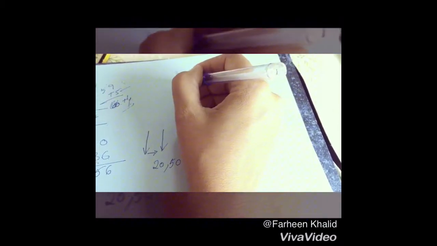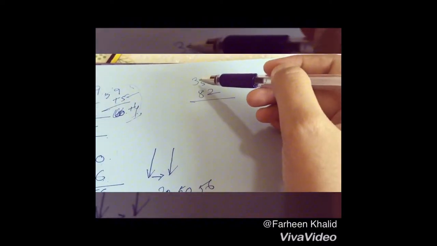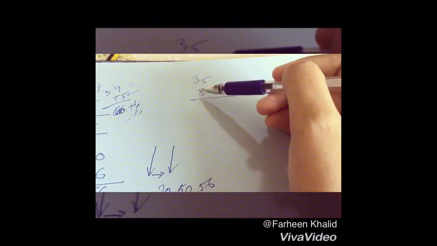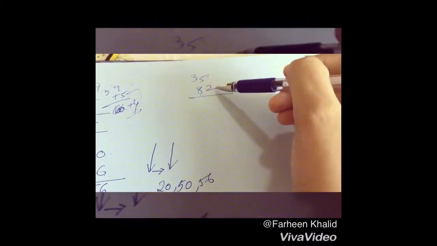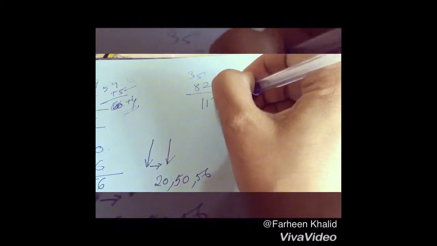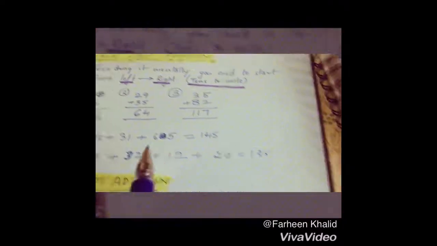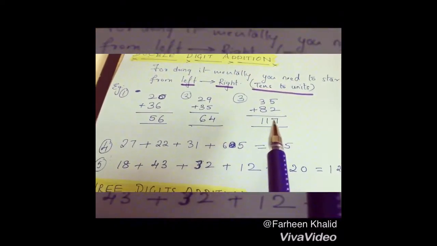Now let's take the next example, which is 35 plus 82. Now how do we do this? We do 30 plus 80, which is 110, then you have 115, then you have 117. So 117 is our answer. That's how we add 2-digit numbers mentally.